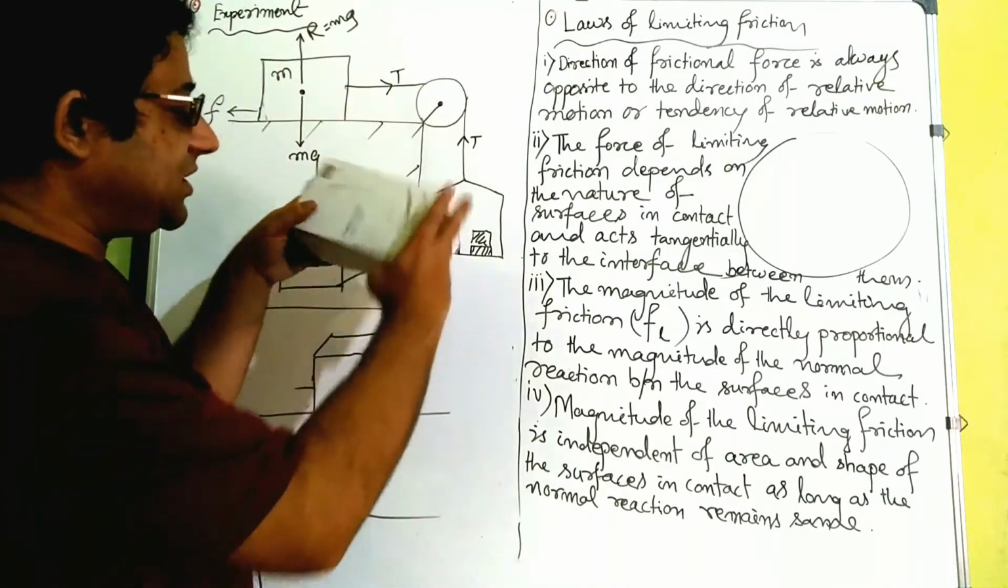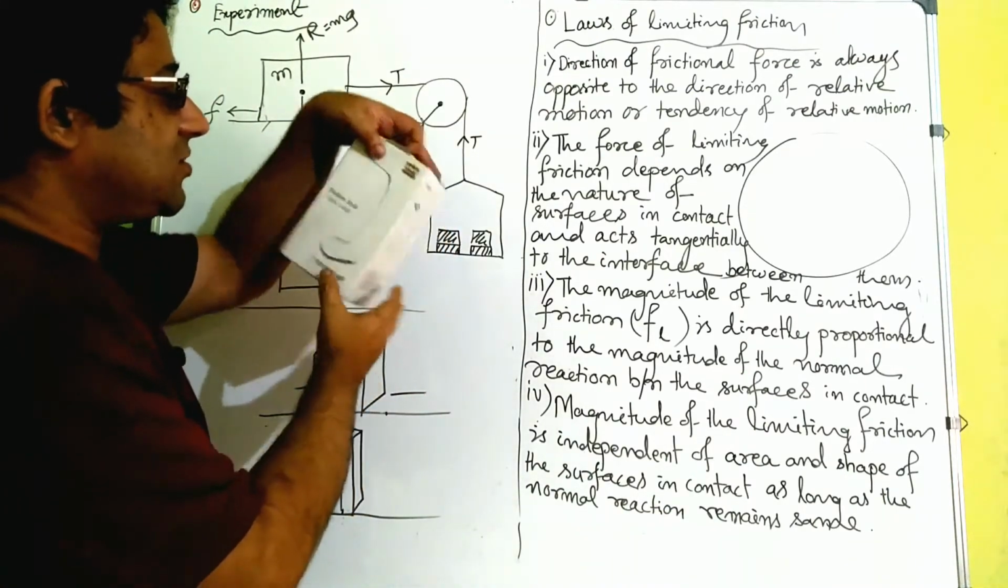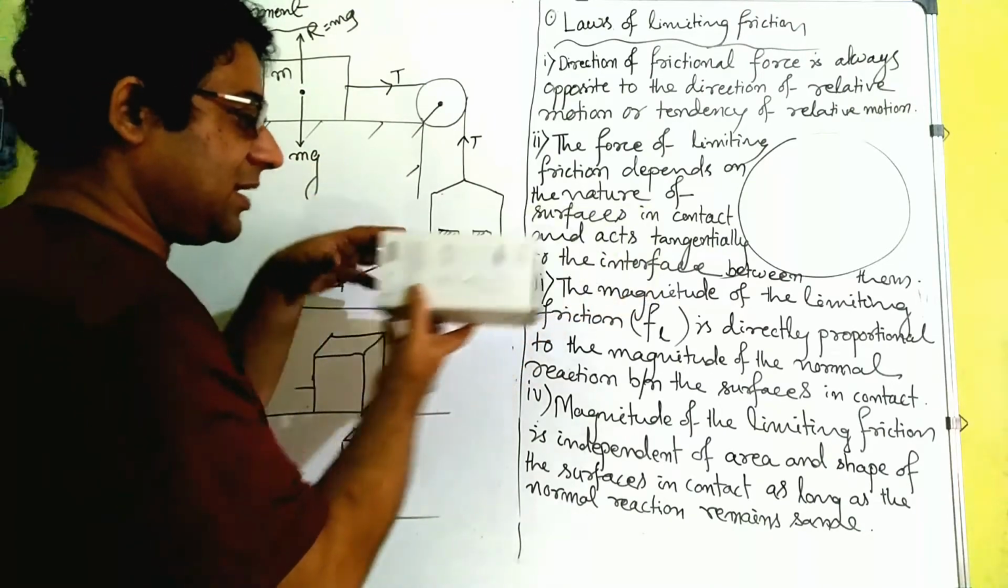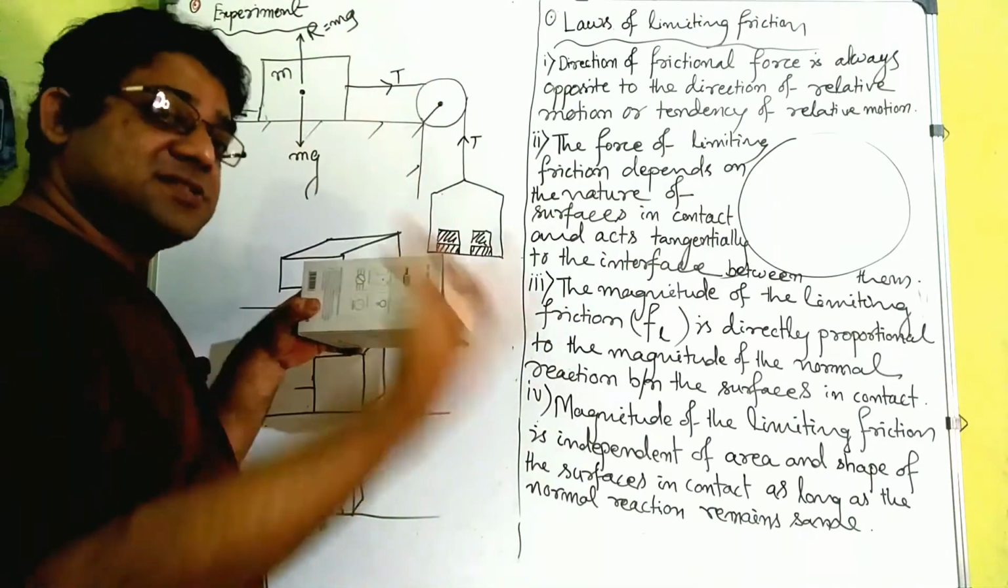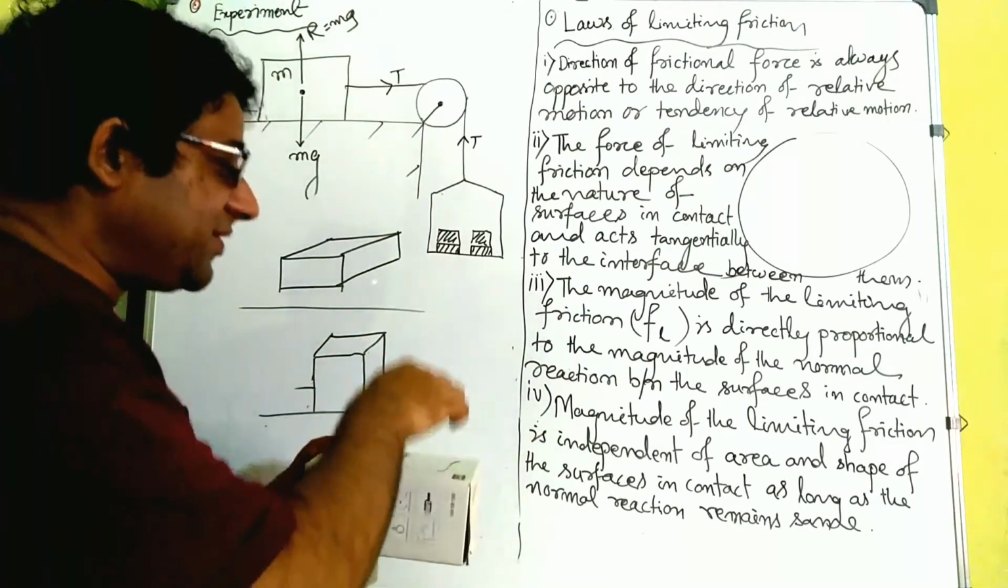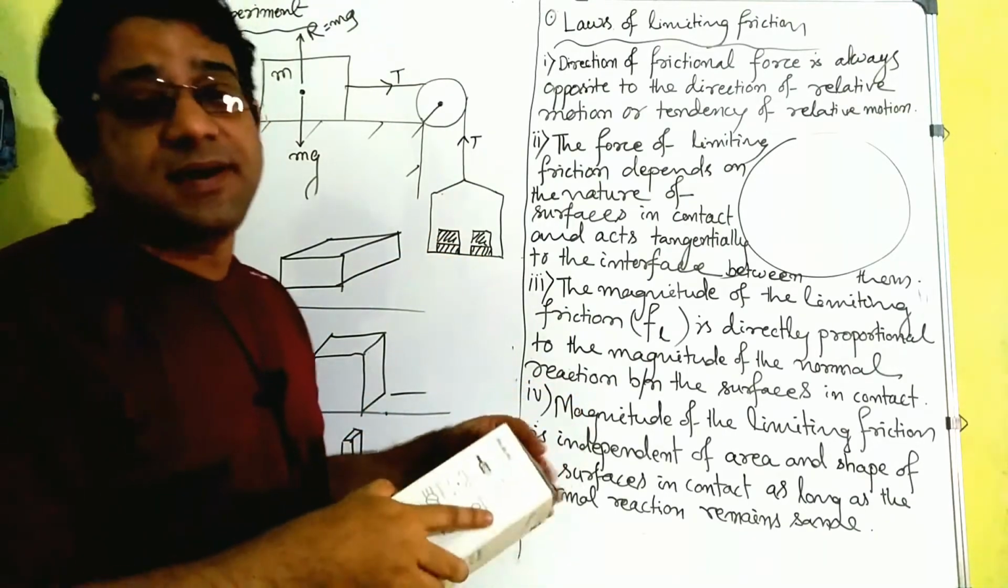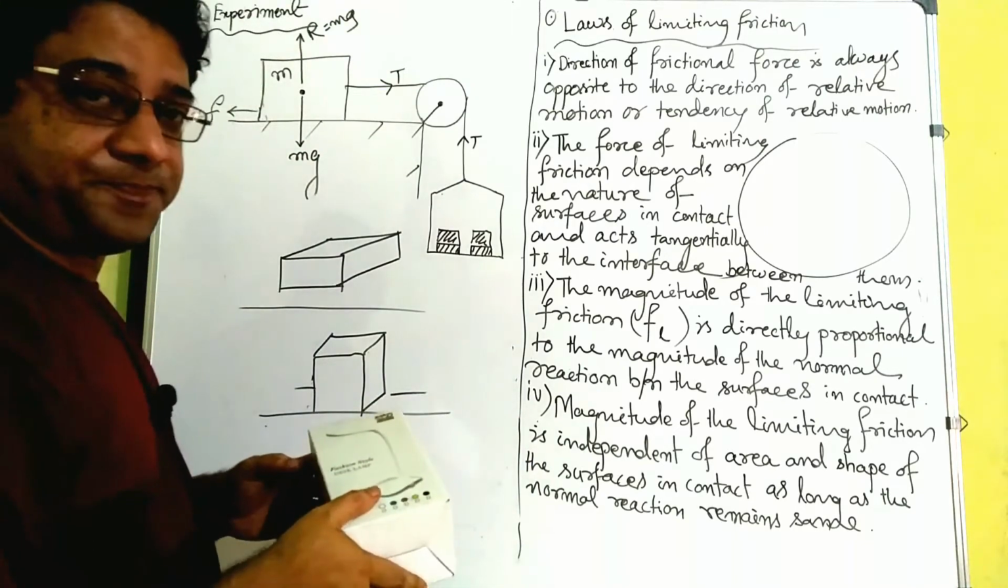See, if the same object, if you keep it like this, or like this, or like this, however you are keeping it, the mass of this object is the same only. That's why normal reaction is the same only. As long as the normal reaction is the same, the magnitude of limiting friction also doesn't vary. Okay.